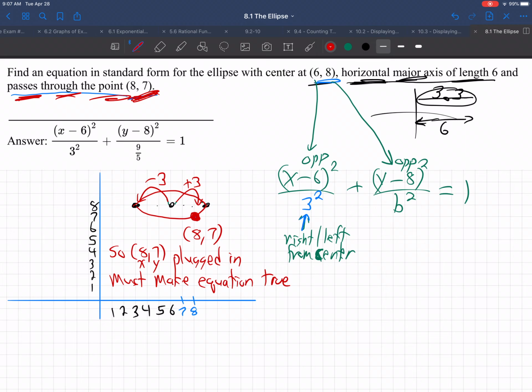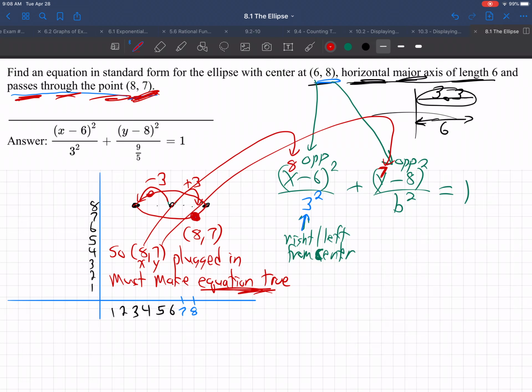If you plug in the x and the y number of the point, if I plug in 8 right here for x and 7 right here for y, it's got to make the equation true. That's what the points on a graph do. That's what a graph is: a million little dots whose x and y values all make the equation true. That's why a graph is a picture of the truth of the equation. It's all the dots, right?